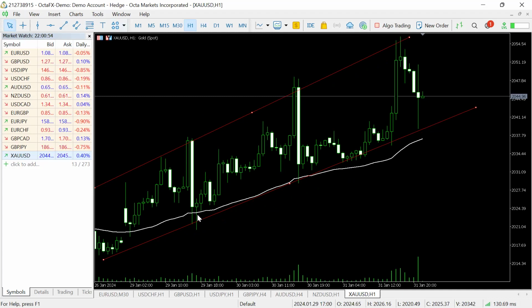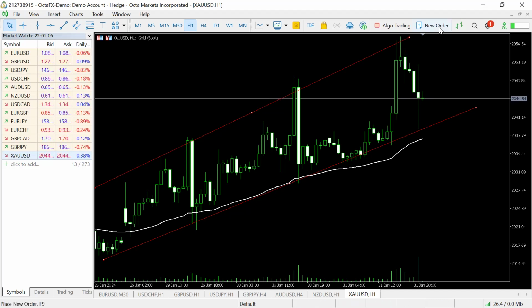Price has come down here and gone up, come down here, tested this line, gone here, and come back here. It's behaving like this; it may come down to this point again, test, and go back up. So this is what we call diagonal support and resistance.